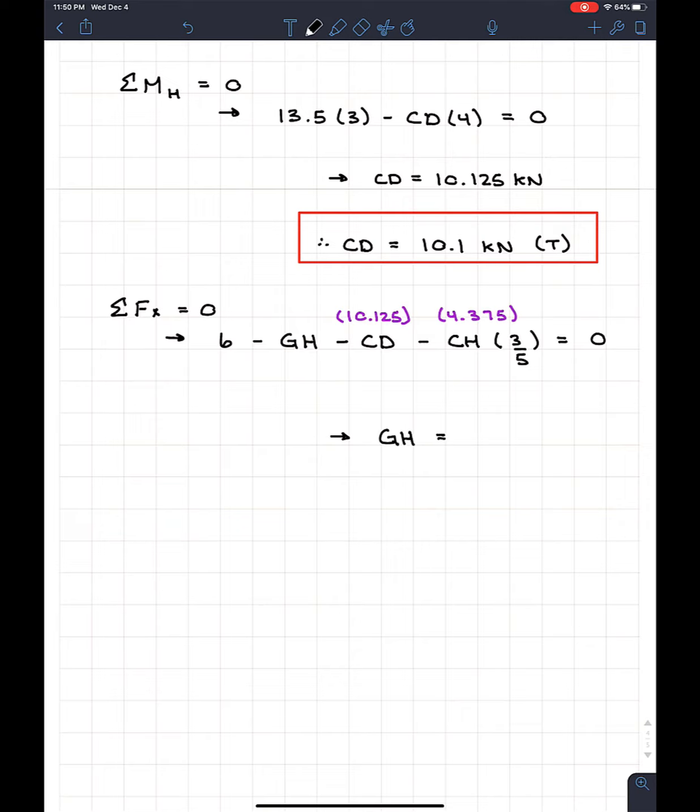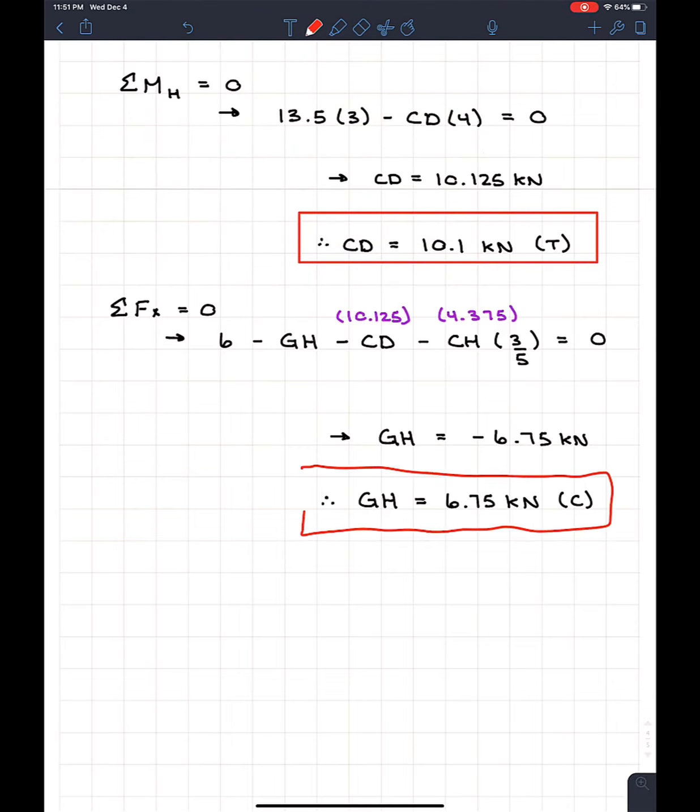is equal to negative 6.75 kilonewtons. So since it's a negative answer, it means that this member is actually in compression. So when we're writing the answer here, we go, therefore GH is equal to 6.75 kilonewtons, and we go in compression. So you see how I left that answer positive, but then I just put a little C at the end to indicate it's in compression. So I'm just going to highlight this right here. Good to go. All of our answers are boxed.